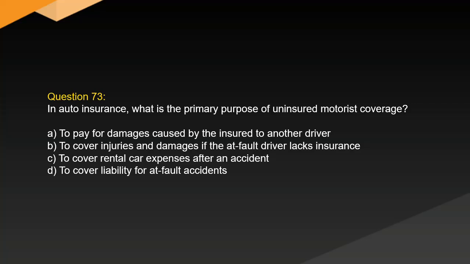Question 73. In auto insurance, what is the primary purpose of uninsured motorist coverage? A. To pay for damages caused by the insured to another driver. B. To cover injuries and damages if the at-fault driver lacks insurance. C. To cover rental car expenses after an accident. D. To cover liability for at-fault accidents.